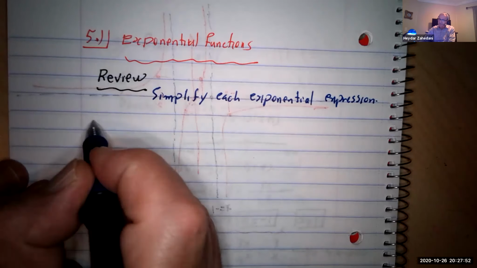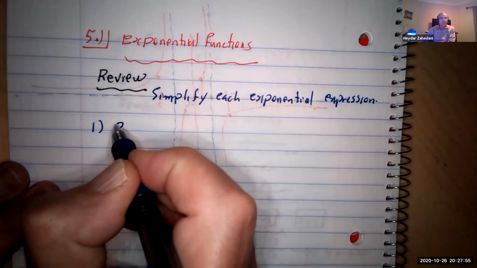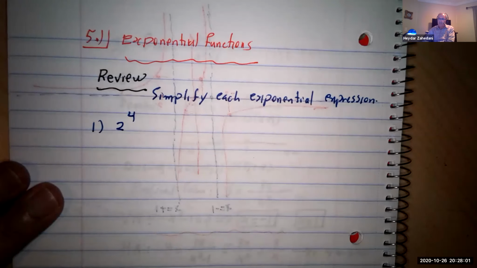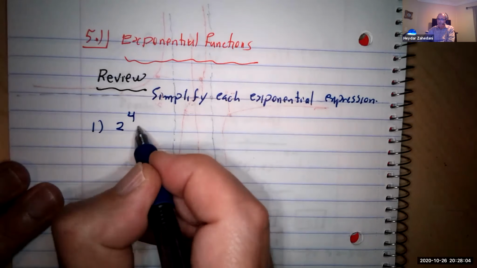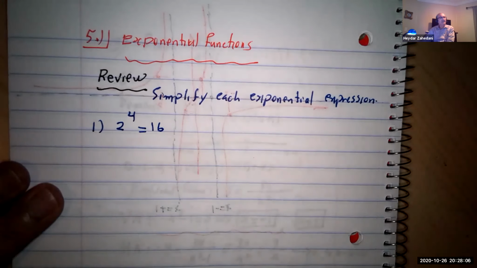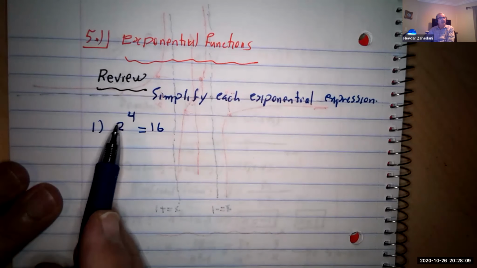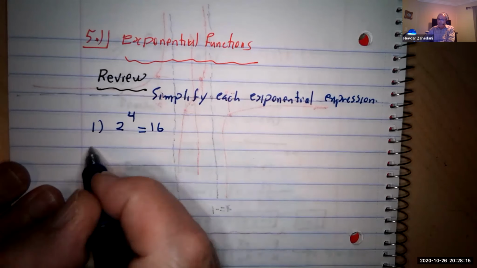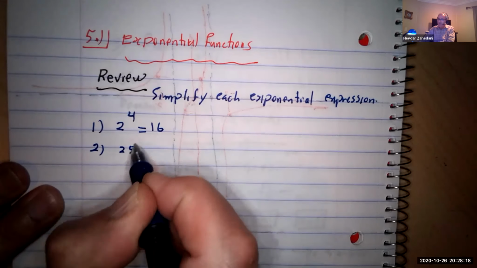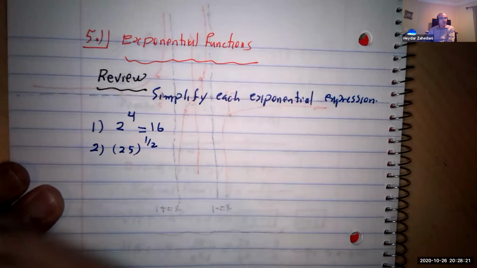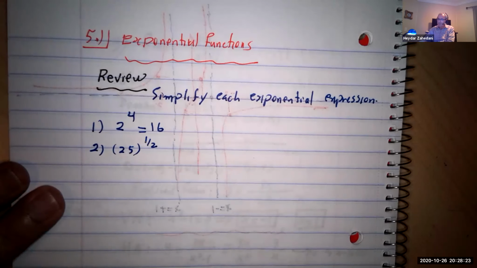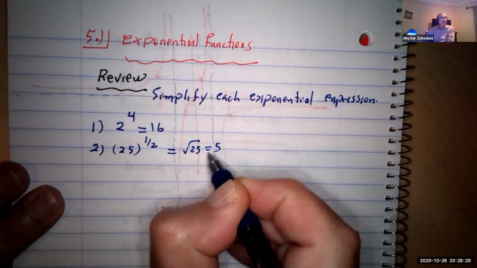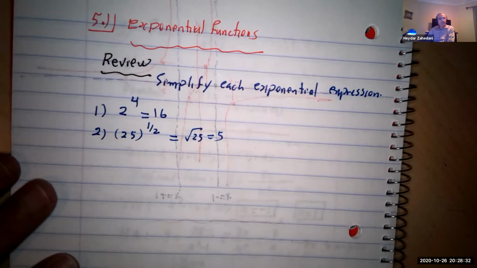For example, if I ask you 2 to the fourth, we know that 2 to the fourth is 2 times 2 times 2 times 2, which is equal to 16. So if the exponent is a positive integer, we know how to do it. Then if I ask you what is 25 to the 1/2, meaning the exponent is a rational number, you can do it because 25 to the 1/2 is radical 25, so it's equal to 5.